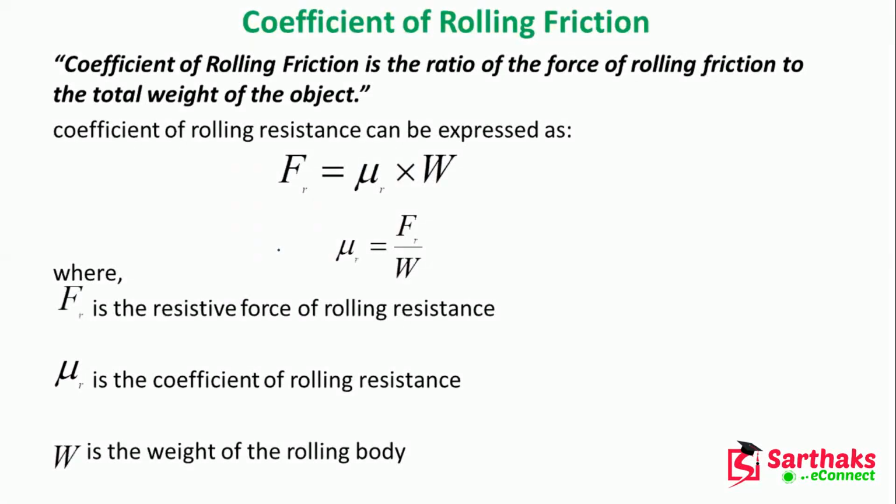Now, coefficient of rolling friction. The coefficient we have already described in the previous lecture. Mu has just been replaced by mu r. So this mu r is the coefficient of rolling friction, and it is nothing but Fr divided by W, where Fr is the rolling frictional force and W is the weight of the object.